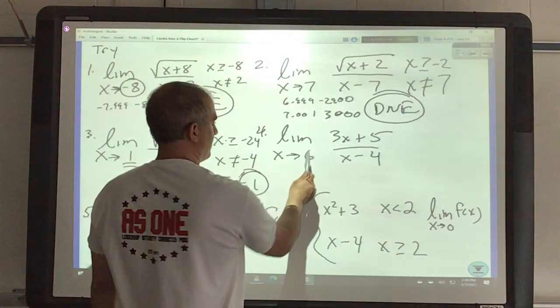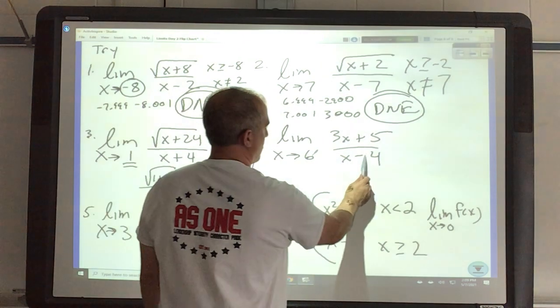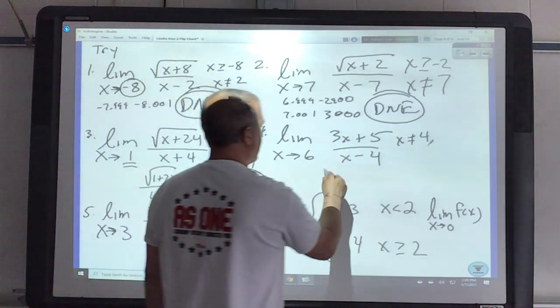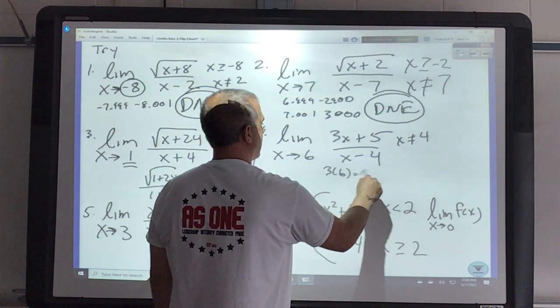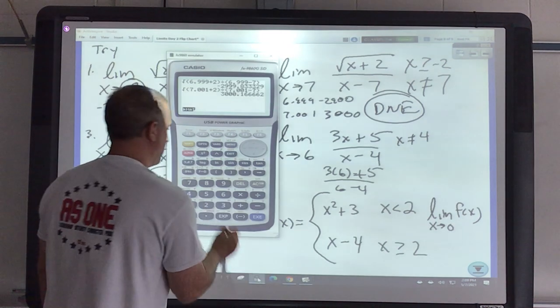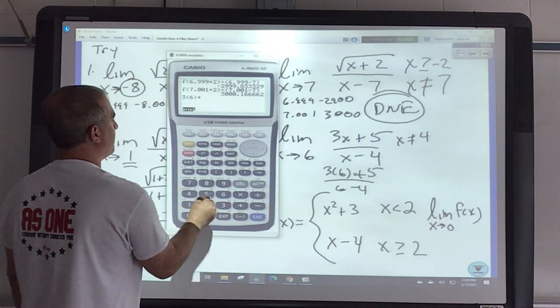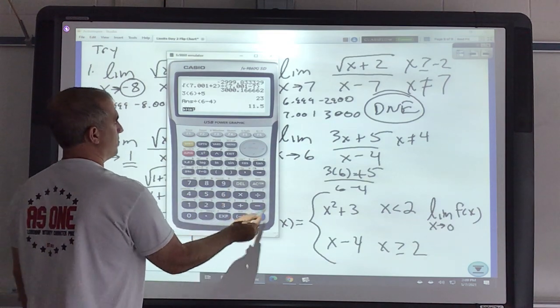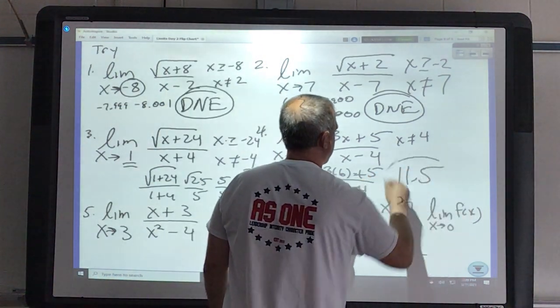Okay, now, this one would be 6. Once again, I would only have to worry about stuff that can't equal 4. So this is fine. I can just evaluate this because this will be continuous at this function. So that's going to be 3 times 6 plus 5 divided by 6 minus 4, which would be 11.5. That would be the limit for that.